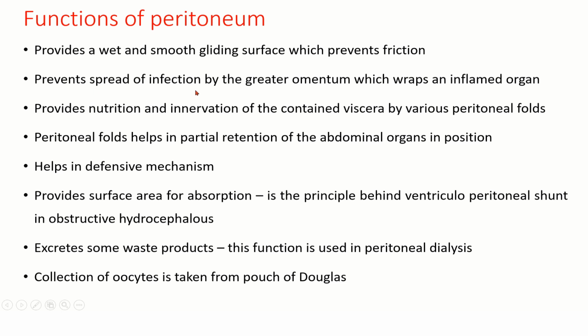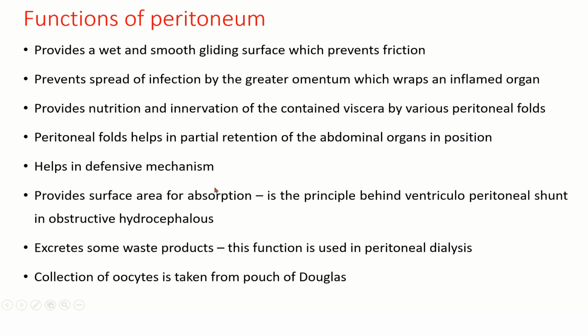It prevents spread of infection by the greater omentum, which wraps an inflamed organ. It provides nutrition and innervation to the contained viscera by various peritoneal folds. The peritoneal folds help in partial retention of the abdominal organs in position, help in the defensive mechanism, and provide surface area for absorption. This is the principle behind the ventriculoperitoneal shunt, which is done in case of obstructive hydrocephalus. From the ventricles of the brain to the peritoneal cavity, a catheter is guided.